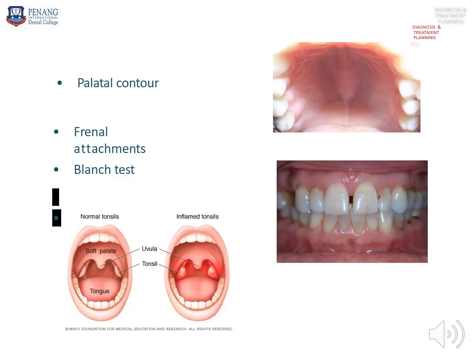You also need to check the palatal contour. You need to check whether there is a presence of torus. You need to check the frenal attachment, especially the upper labial frenum, because a very flabby upper labial frenum will cause median diastema, like what you see in this photo.